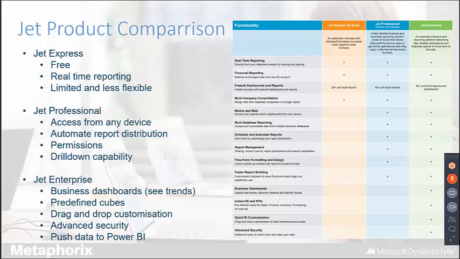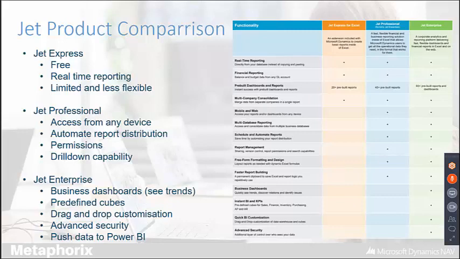Jet Professional, though, you can access Jet from any device. You can automate report distribution. So you can say that I want the managing director to be sent this report at 6 o'clock every day. And that's just automated. That will just work then. Also contains some permissions to lock down reports, and there's drill down capability. So the drill down capability is really useful.